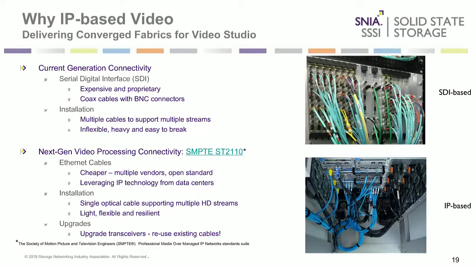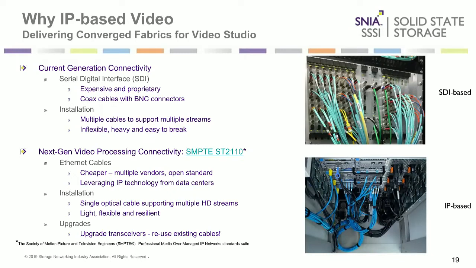As a comparison of why IP is so much better, on the right side you can see the traditional SDI, or serial digital interface, solution. Every time you need to add another stream, you need to manually plug in another cable and run it from the producer to the consumer. It's a coax cable, very heavy. The installation is labor intensive and pretty hard work if you want to meet the new demand for the next generation.